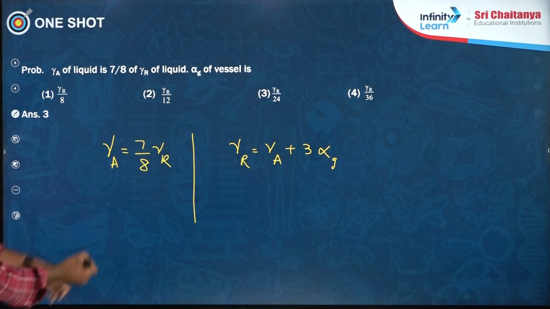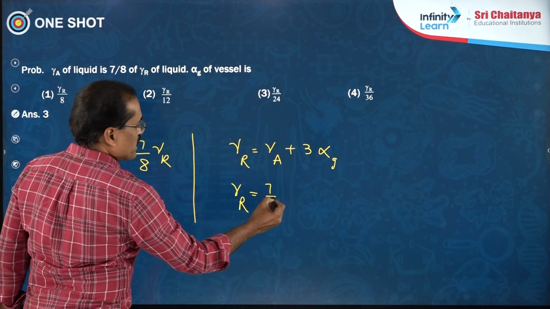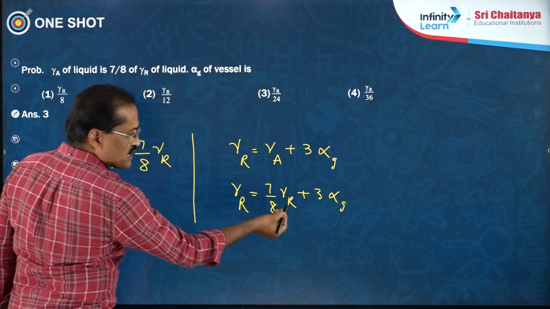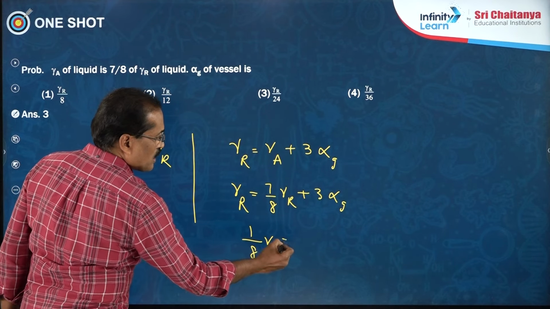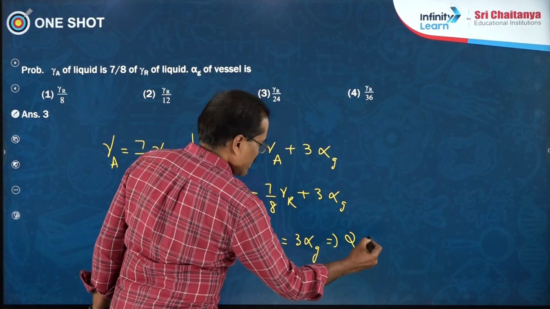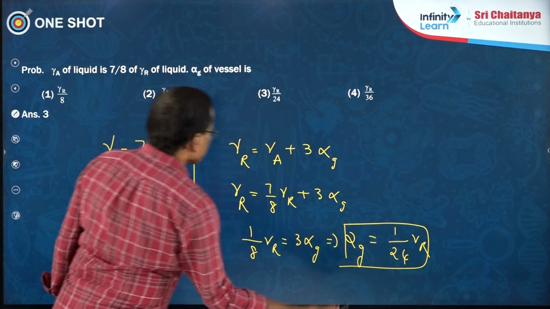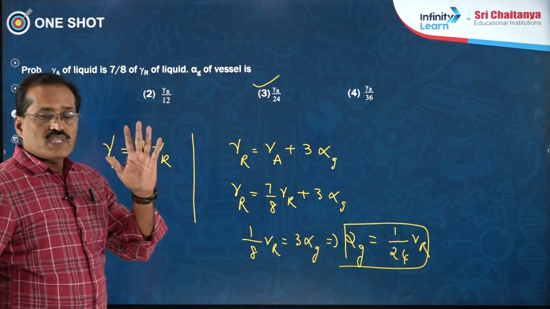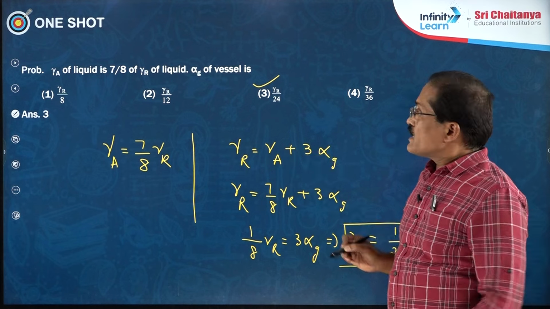So, in this case you take gamma A, and gamma R is equal to 7 by 8 gamma R plus 3 alpha G. This comes to this side: gamma R minus 7 by 8 gamma R, which is 1 by 8 gamma R, is equal to 3 alpha G. Children, you observe the calculations: alpha G is equal to 1 by 24 gamma R. Okay, so this is the third option. These are questions similar to previous NEET questions, so focus more on this. Now, I will go to the next one.